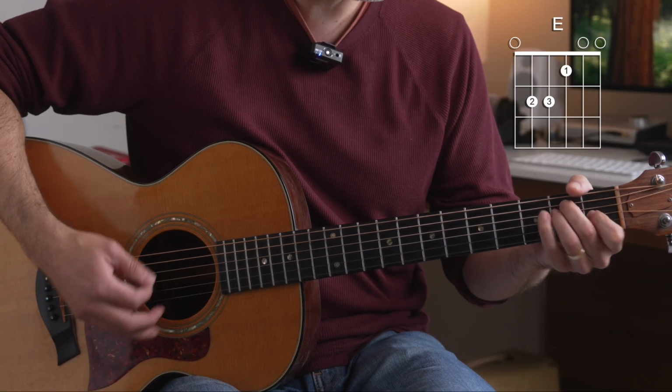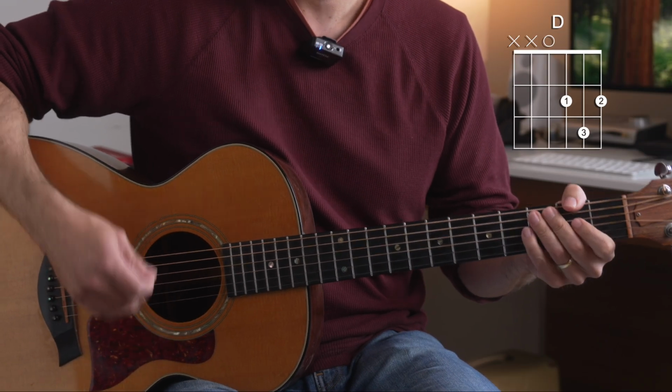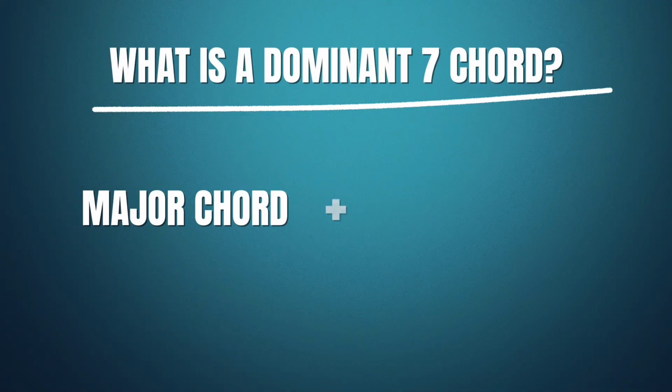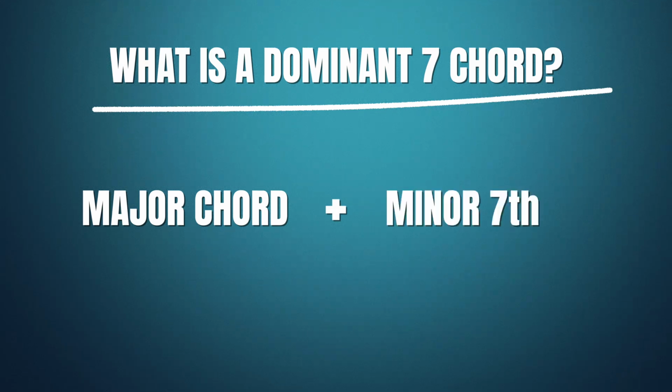Now if you're watching this video, you probably know most of your basic open form chords, so your E majors, A majors, D majors. Now how do we take those and build a dominant 7 chord? Well, first off, what is a dominant 7 chord? A dominant 7 chord is a major chord that we tack one extra note onto, a minor 7th on top.